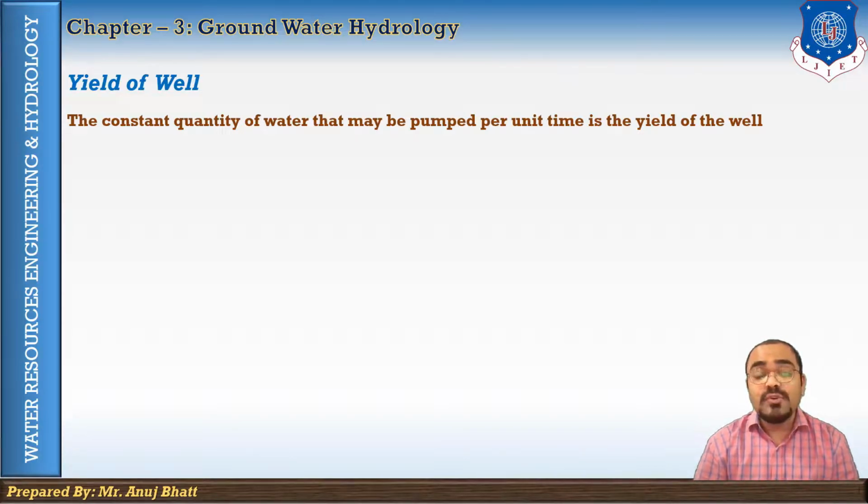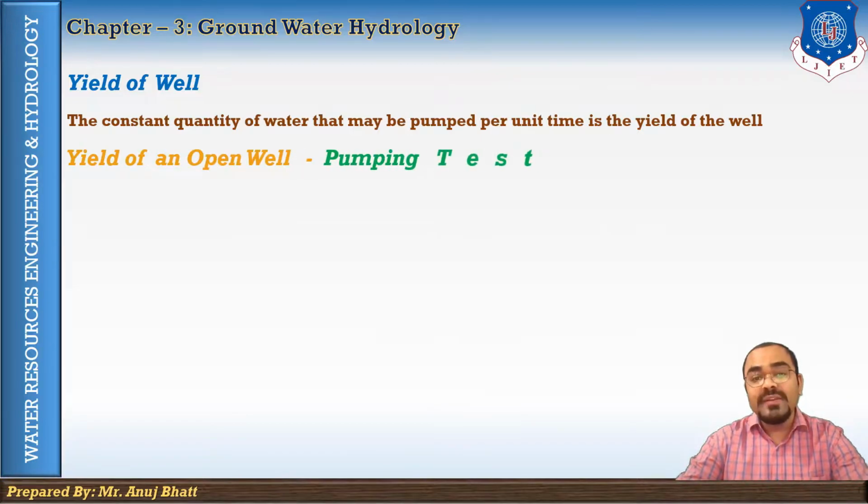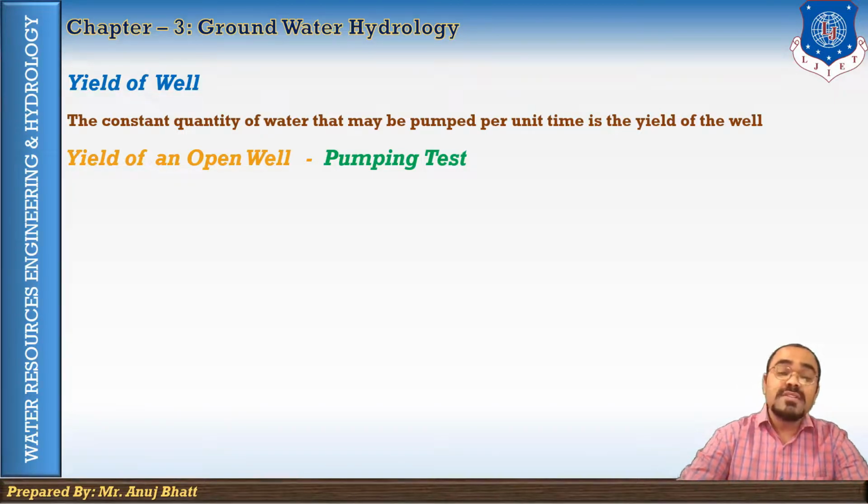When the depression head is more than the critical limit, dislodging of soil particles from the adjoining strata is noticed because of the high velocity of water entering into the well. The depression head when such dislodging is noticed is known as the critical depression head. Now if we talk about the yield of an open well, we prefer two different tests. The first is the constant level pumping test and the second is the recuperation test. First, let's discuss the constant level pumping test.